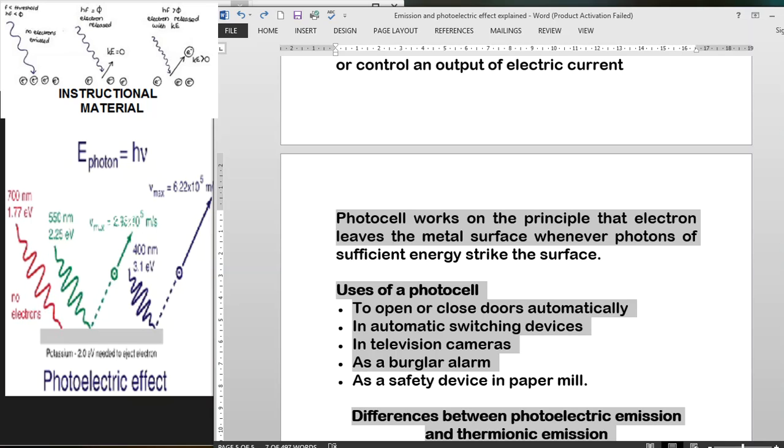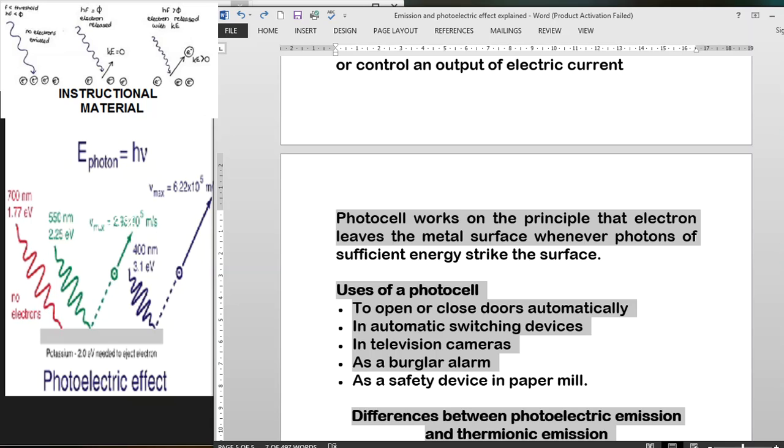It can also be used in automatic switching devices. You can have it in some of your malls, some of your big shops, banks. When you enter, by the time you are getting close to the bank, the door opens on its own. It is as a result of the photocell. So that is where a photocell can also be used.